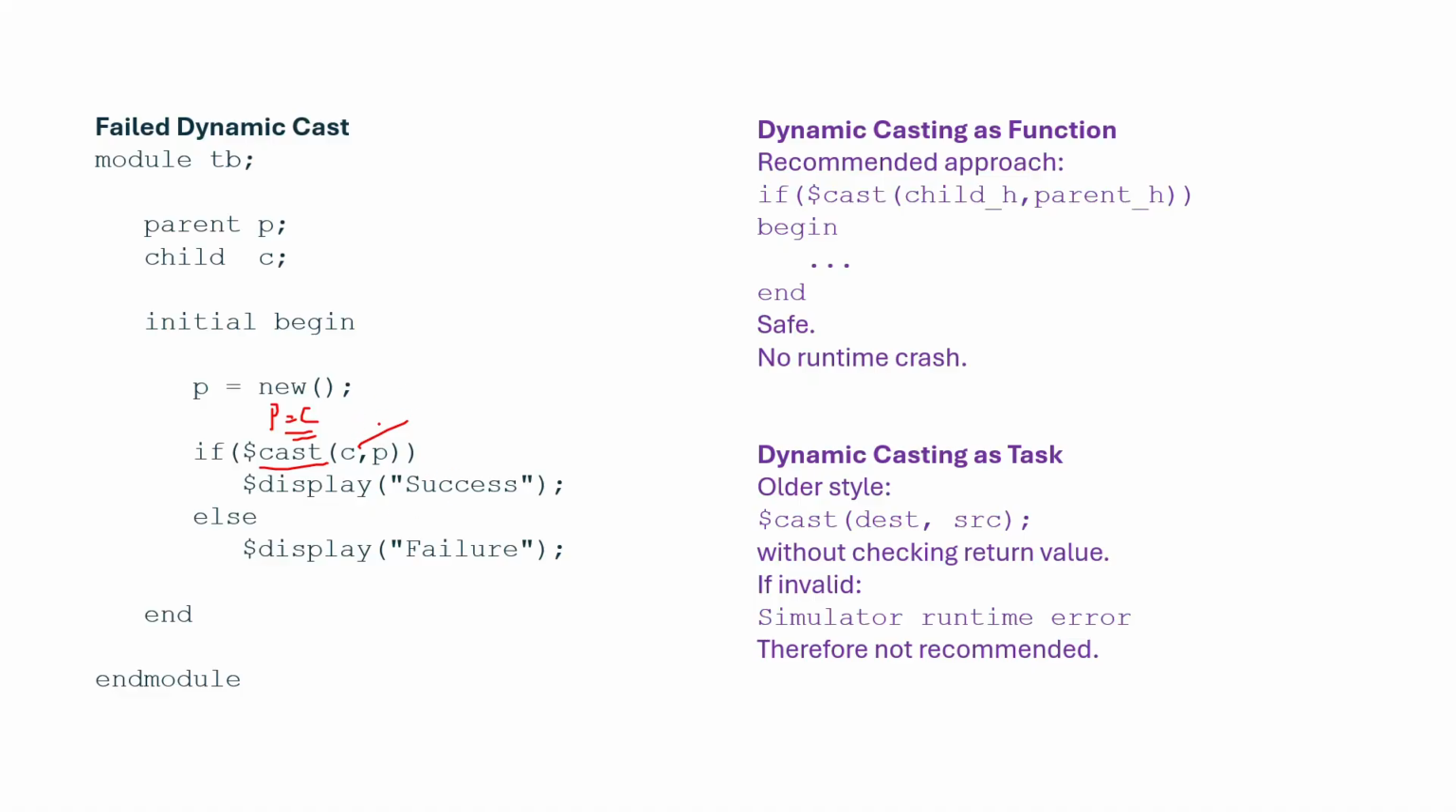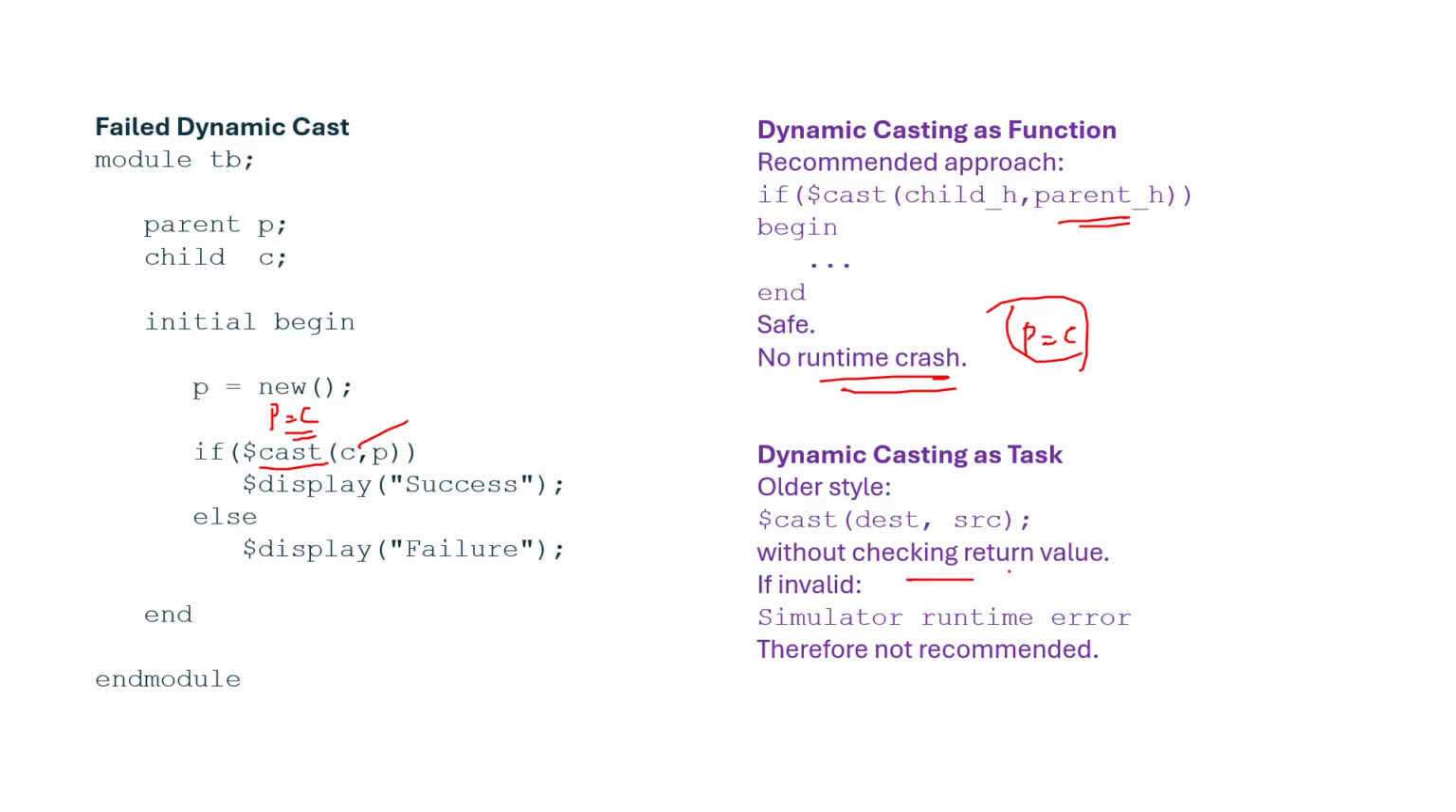Okay, so dynamic casting function. See here, if $cast child handle comma parent handle, okay, that means runtime crash. Okay, so what is that? Because of the destination and source, before that we need to do this upcasting. After that, you can do the downcasting. Then only no crash will occur at runtime. Otherwise, a runtime crash may occur and your data may not be received. Okay.